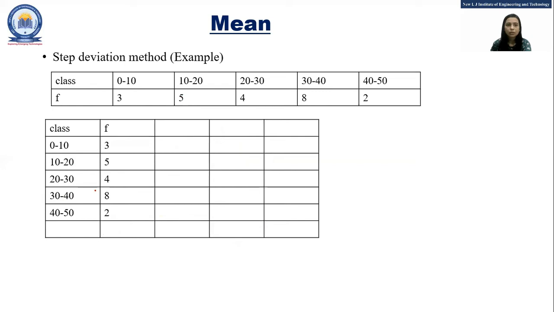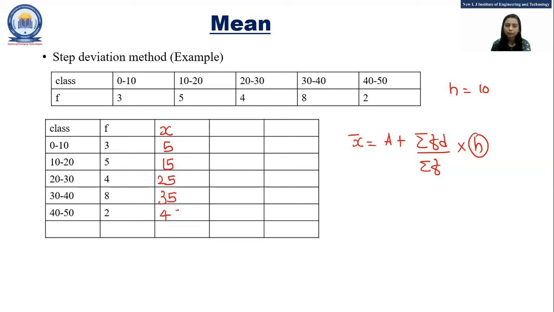Now we are going to discuss it through the step deviation method. The formula for the step deviation method is x bar is equal to a plus sigma fd upon sigma f into h. Over here h is nothing but the width of the class interval. So 10 minus 0, that is 10. 20 minus 10, that is 10. So h is equal to 10. a is the assumed mean. In order to find the assumed mean, first we have to find the value of x. So x is nothing but the midpoint of the class interval that we discussed in the previous example. So that is 5, 15, 25, 35 and 45.